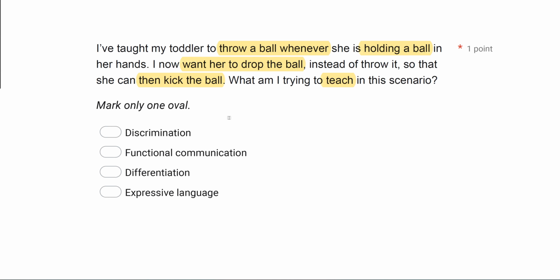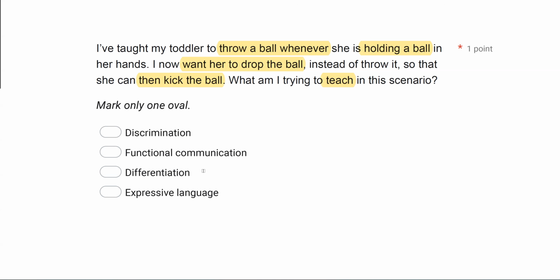So A, discrimination, is not going to fit what we need because discrimination training is when we teach somebody to identify between two or more stimuli. So red versus blue versus green versus yellow is discrimination between colors. The stimuli aren't changing here. She's holding the ball. We need her to engage in a different response. We're not teaching functional communication. There's no communication training happening here.